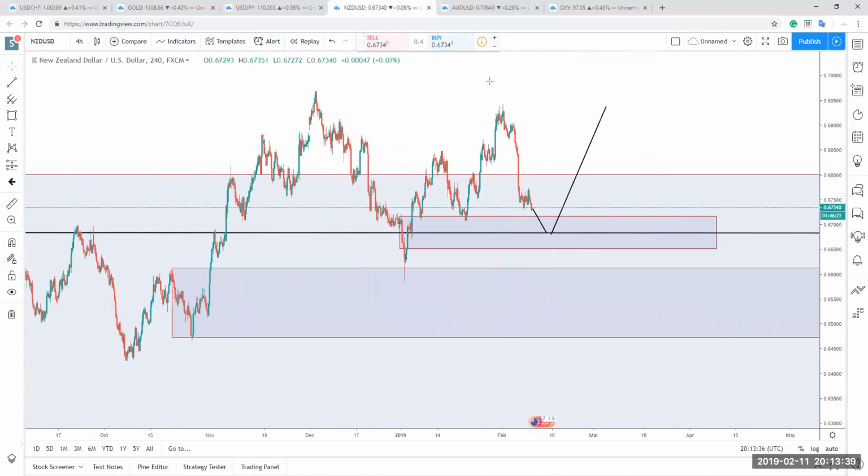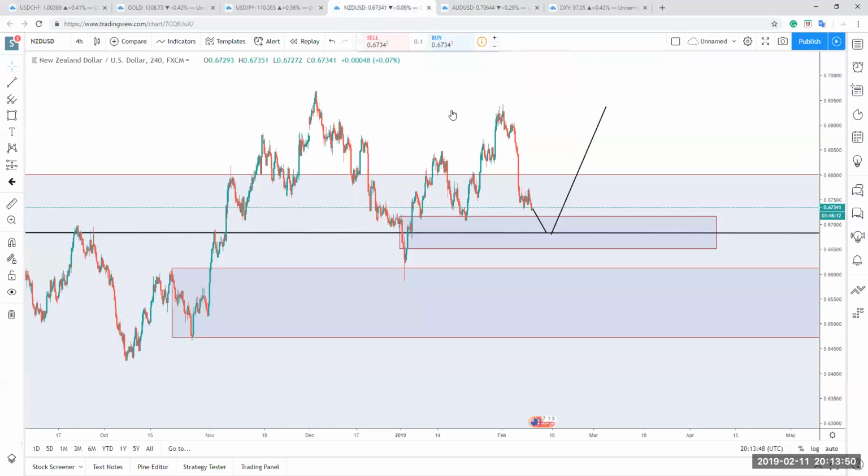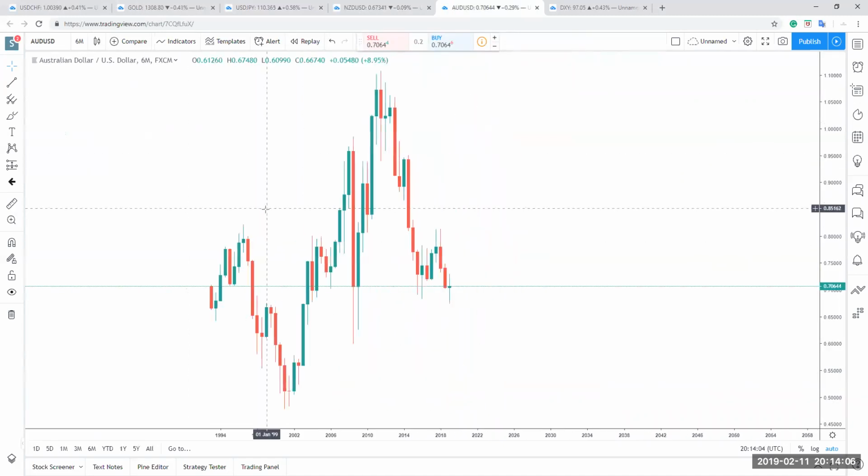All right, cool. That's NZD. AUD USD is also the same as NZD USD. Very bearish move, bullish move back up, and then a bearish, and then it went bearish straight back down after. Bearish sell zone.